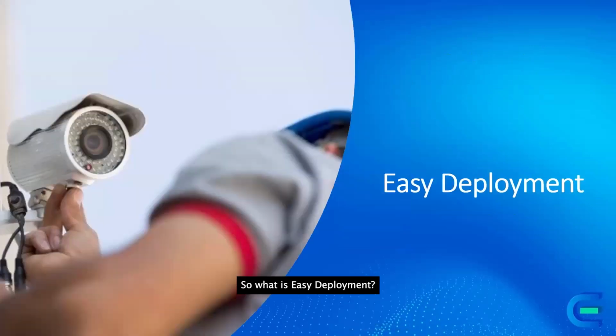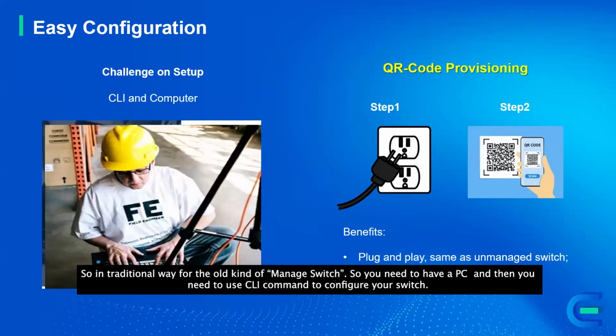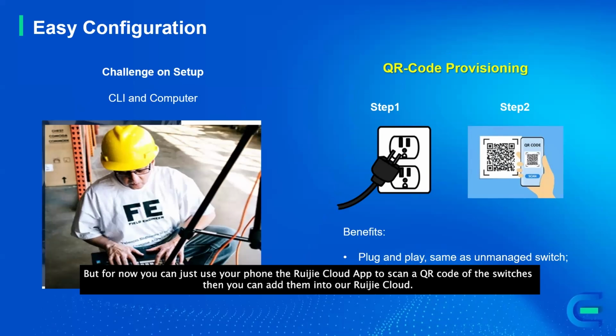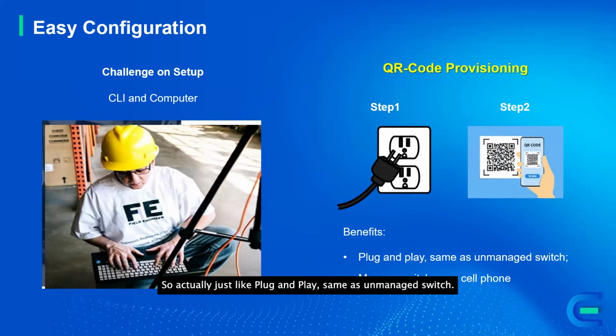Yeah, so what is easy deployment? In the traditional way, with the old kind of managed switch, you need to have a PC and then use CLI commands to configure your switch. But now, you can just use your phone, the Ruijie Cloud app, to scan the QR code of the switches, then you can add them into our Ruijie Cloud. Yeah, so it's actually just like plug and play.